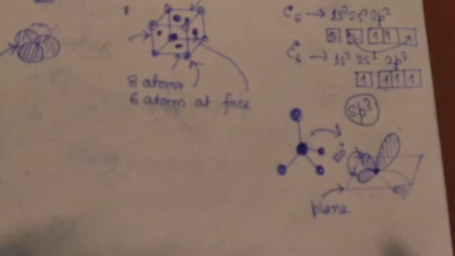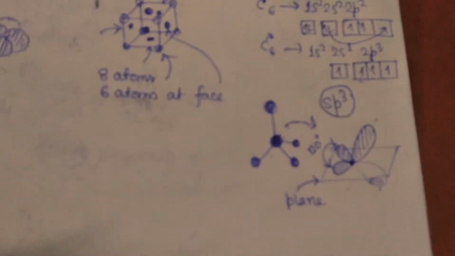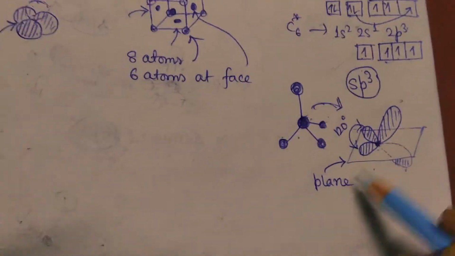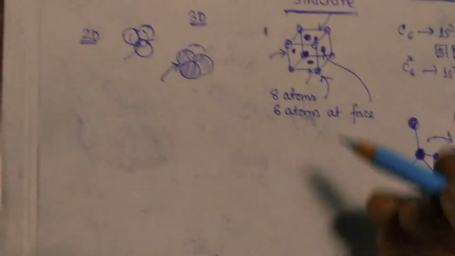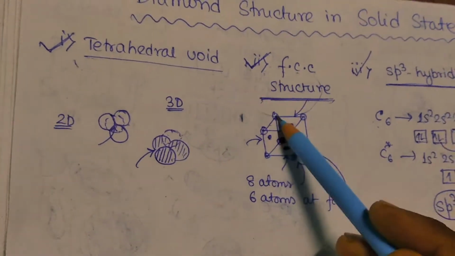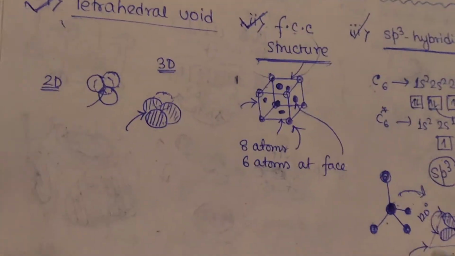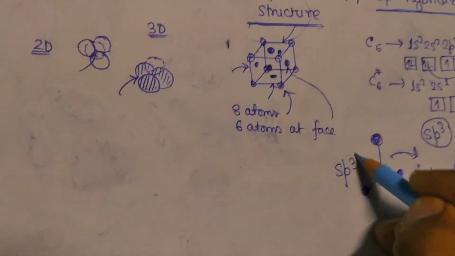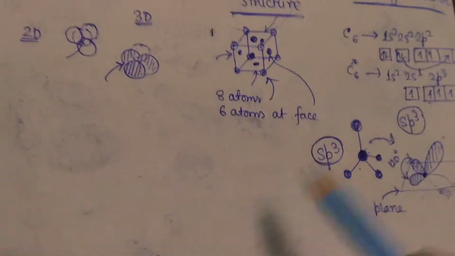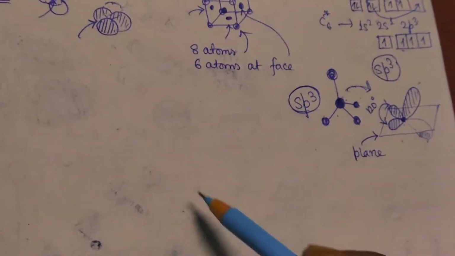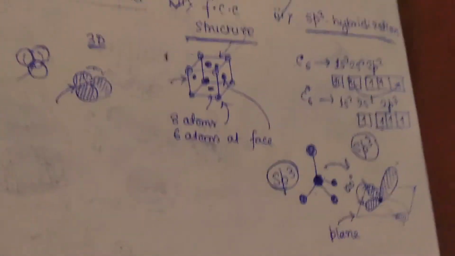Each and every carbon atom in the diamond is in an FCC shape. So this is going to be clear: diamond is basically an FCC structure of carbon, in which each and every carbon atom is sp3 hybridized, and it has a special type of structure that we are going to explain here.